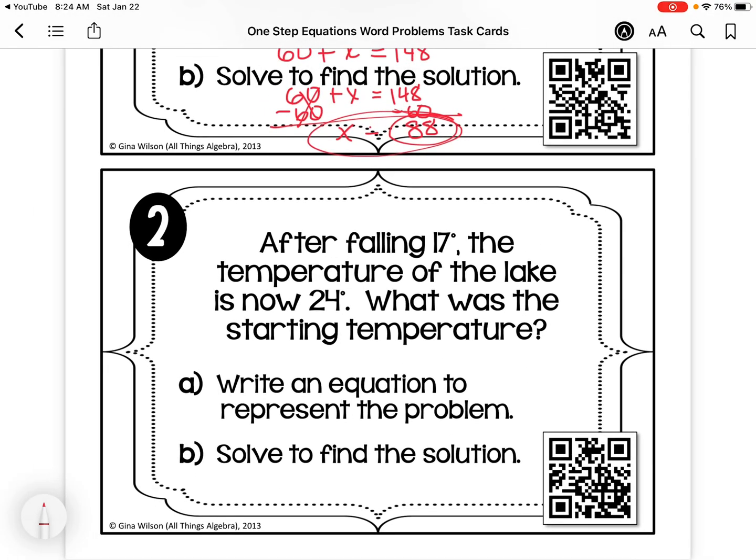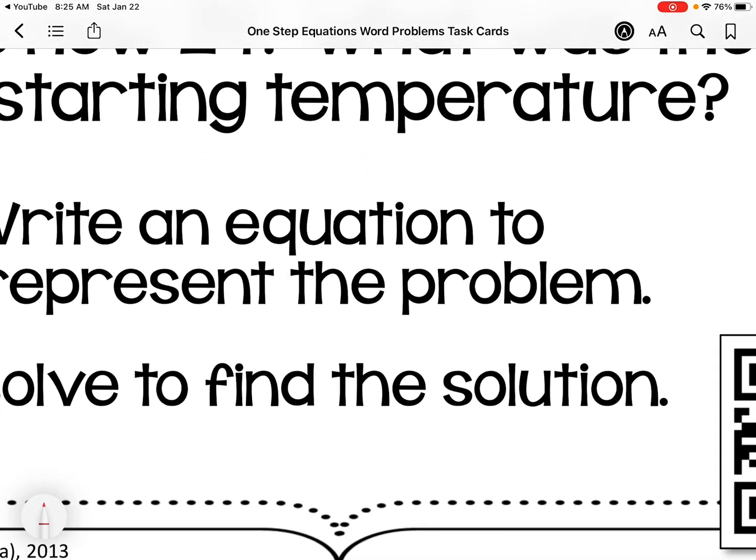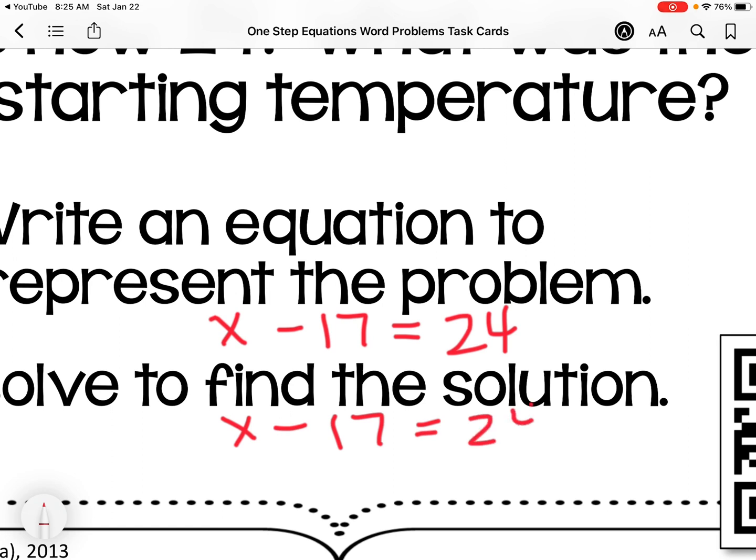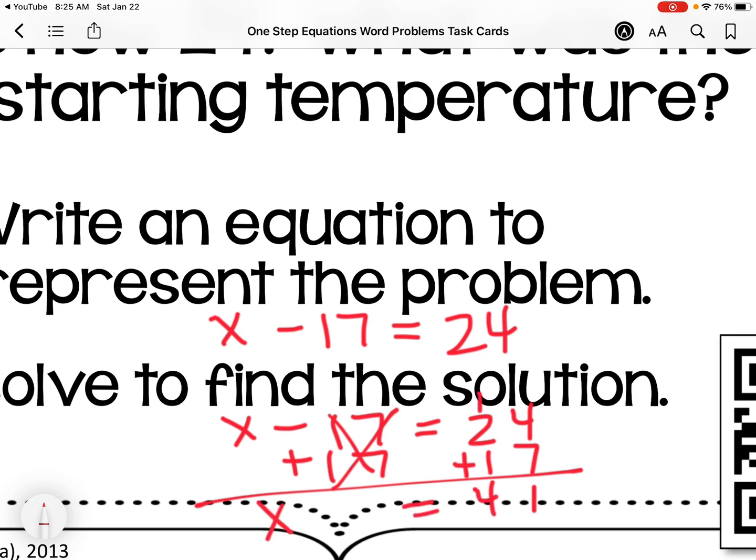After falling 17 degrees, the temperature of the lake is now 24 degrees. What was the starting temperature? So X minus 17 equals 24. That would be my equation. So if I wanted to solve it, X minus 17 equals 24. So I would add 17 to each side. X equals 41 degrees.